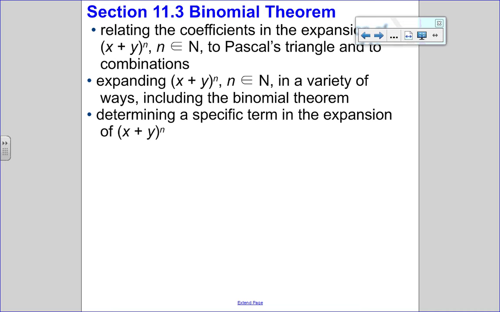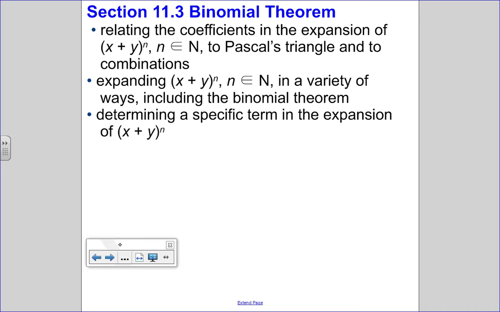Section 11.3, we're going to do this over 2 lessons. We're going to be looking at the binomial theorem. So this is a way of expanding a binomial. We already know from 10C how to expand a binomial that's squared. We're going to look now at how to expand it when it's cubed, exponent 4, exponent 5, etc.